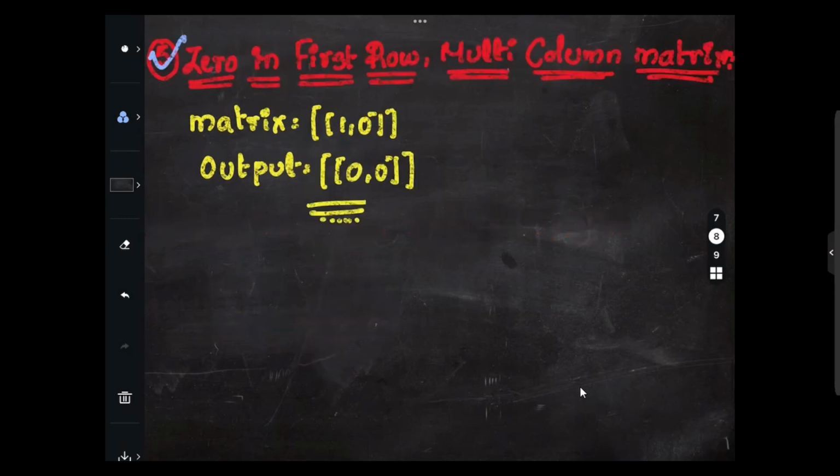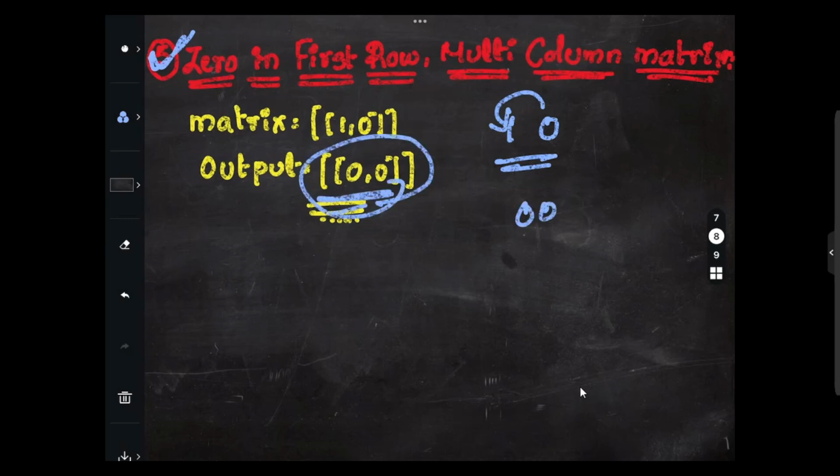So let's move on with the fifth edge case here, 0 in the first row, multi-column matrix. When we have the multi-column, see here 1 0 means 2 columns we have in this case, so we will convert this one as 0 as well. Row and column both we have to write. So in this case it will be 0 0. That's what we have returned here, right?